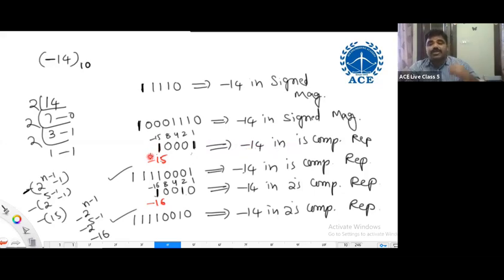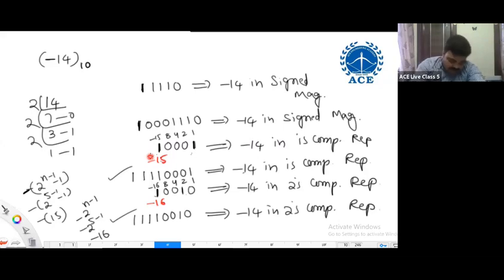I'm using how many bits? 5 bits. When I'm using 5 bits, what is the weight of MSB? Minus 15. What are the next bits? Plus 8, plus 4, plus 2, plus 1. So wherever minus 15 is there, we make it 1. And the result must be minus 14. What should be added? Plus 1. So minus 15 plus 1 is minus 14.